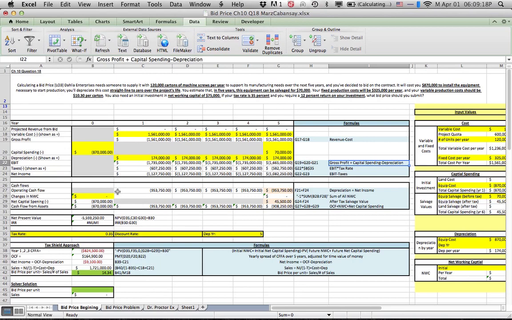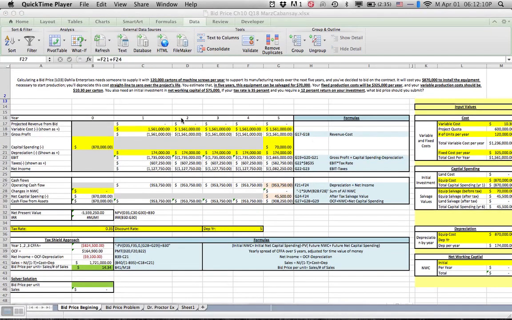Okay, so after variable costs, capital spending, and depreciation are filled in, EBIT, taxes, and net income are calculated. As we can see here, EBIT is calculated by adding gross profit, capital spending, minus depreciation, which you can see over here. Taxes is just EBIT times the tax rate, and net income is just EBIT minus taxes.